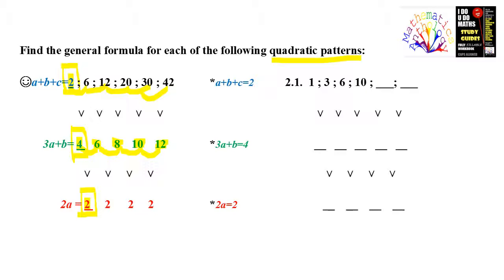The bottom one, the equation is 2a is equal to 2, because 2 was our first value. The next equation is 3a plus b, and that we know is equal to the first value of 4. And the last equation is a plus b plus c is equal to the value there given, which is 2. So we have our three equations. 2a equals 2, 3a plus b equals 4, and a plus b plus c equals 2.